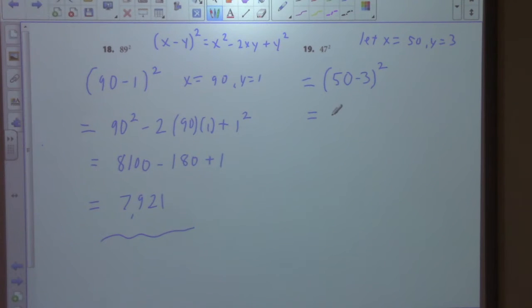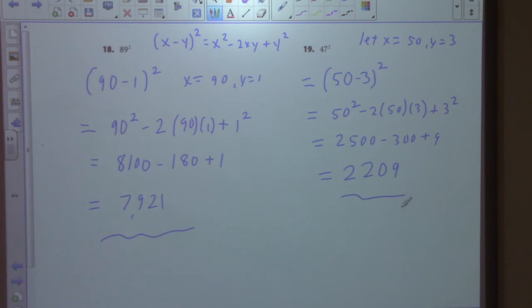Okay. And 50 to the power 2 minus 2 times 50 times 3 plus 3 to the power 2. And 50 squared is 2,500 minus 300 plus 9. And then you combine them, it's 2,200. Like this? Yes. Is that it?